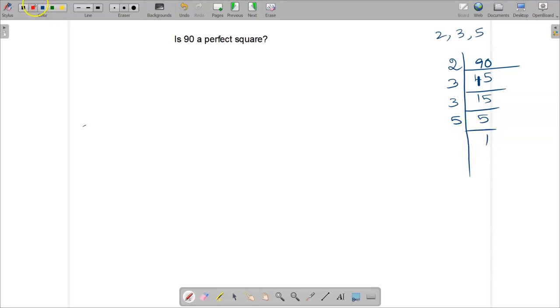So what are all the terms here? These are all nothing but prime factors. So the number 90 can be written as the multiplication of these numbers: 2 into 3 into 3 into 5.